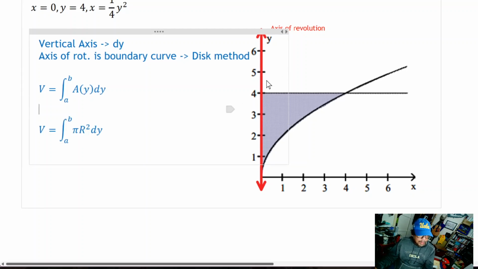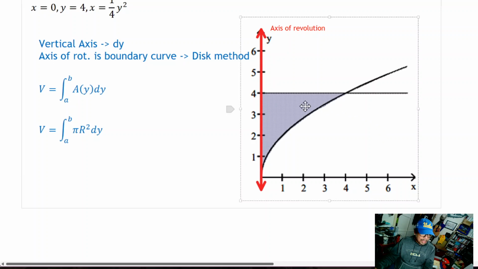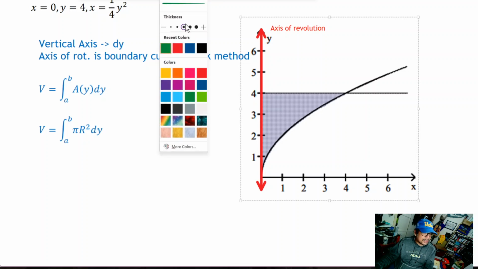Since we're rotating around a vertical axis, it should be AY and DY. Now that I've done that, instead of just any area formula, we're going to use the specific area formula for a disk, which is pi r squared. And the only thing we're going to need to figure out in order to do this is the radius.